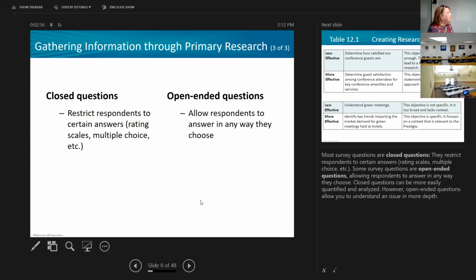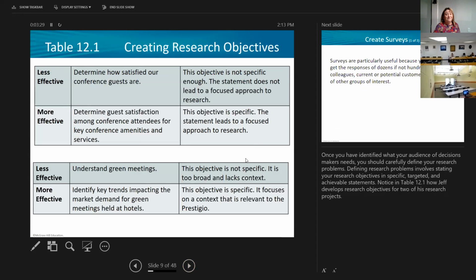There's two types of questions you can ask on a survey. You can have closed questions, which restrict your respondents to certain answers. They either rate something on a scale, or they have multiple choice answers. So they don't actually write anything down. They're just rating something or filling in a dot somewhere. Now that's as opposed to an open-ended question, which allows a respondent to answer in any way that they choose. So let's look at some bad examples and some better examples of creating research objectives.